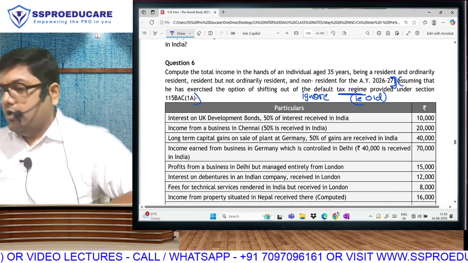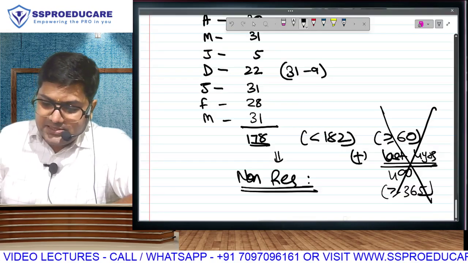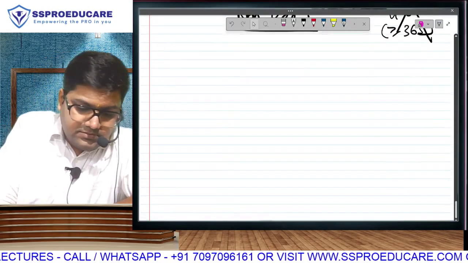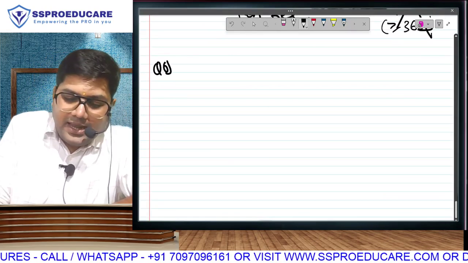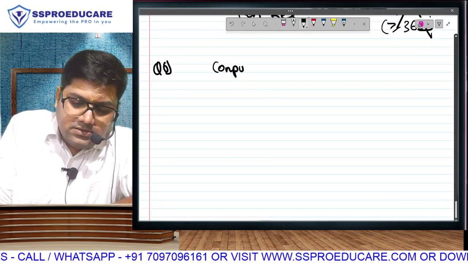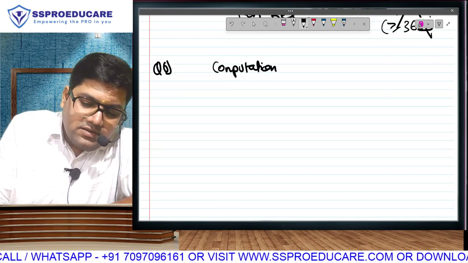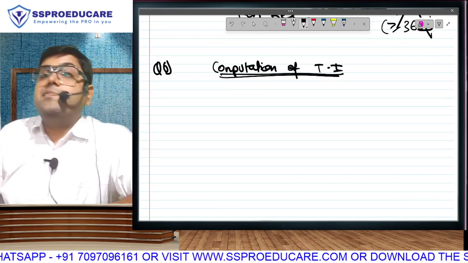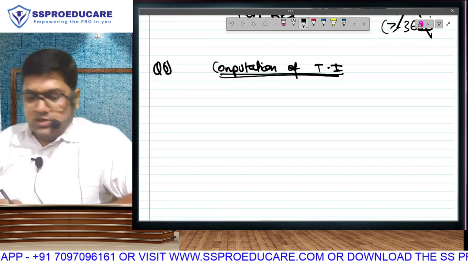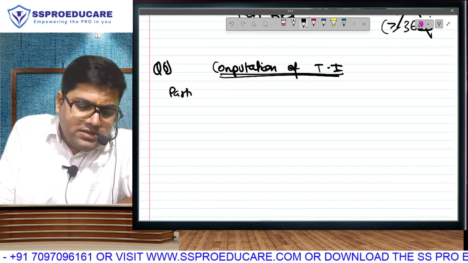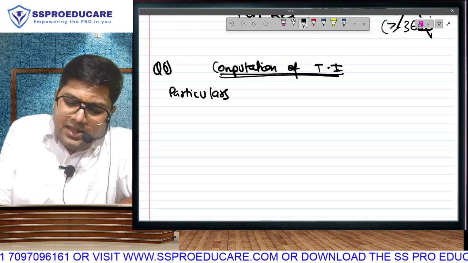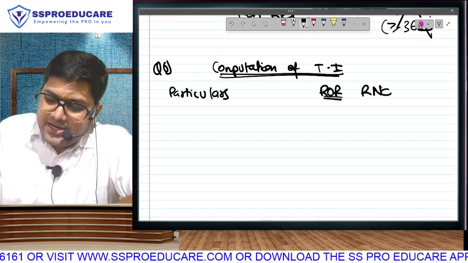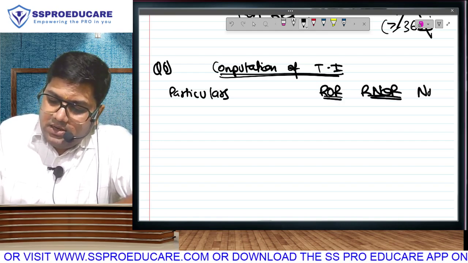You can ignore. What we have to do is, the presentation is going to be, what is the required part of the question? Tell me that. Calculate the, whatever they are saying will be our heading, computation of total income, which will be a columnar solution. So we will be having particulars, slightly big column, and 3 amount columns. If the taxpayer is ROR, if the taxpayer is RNOR, and NR.